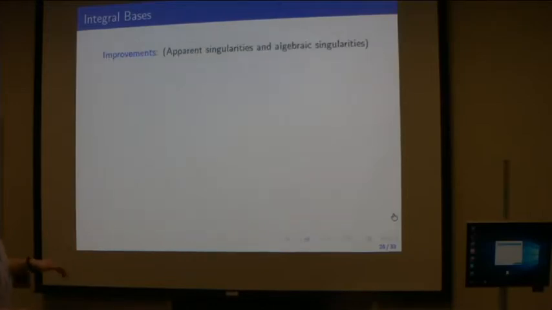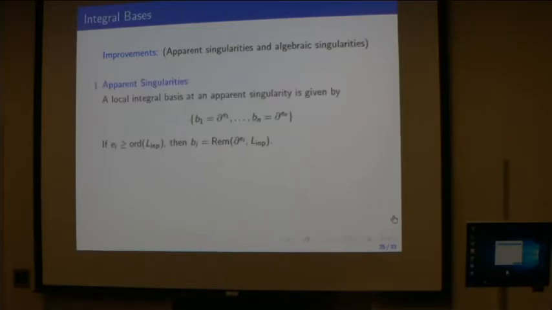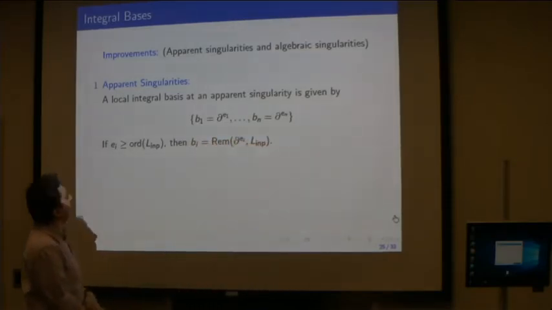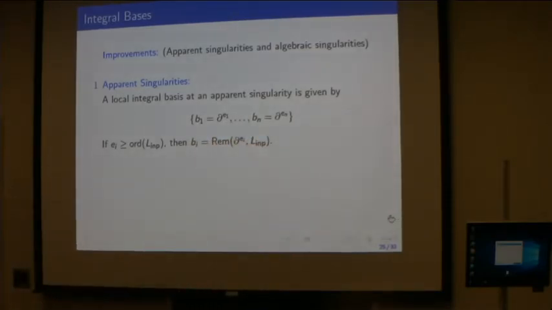That's all. So I'm not going to talk about the algorithm in full detail. We use this theorem to compute local integral bases. But let me talk about our improvements. We have two improvements on this integral basis computation. We don't compute local integral bases at the apparent singularities, because these local integral bases can be given by d to the e1 up to d to the en, where e1 to en are the exponents of the apparent singularity.